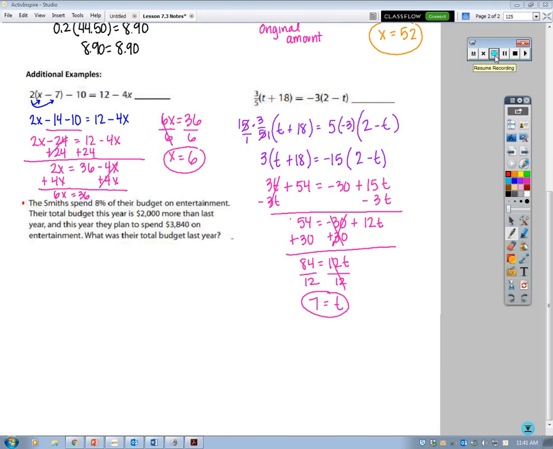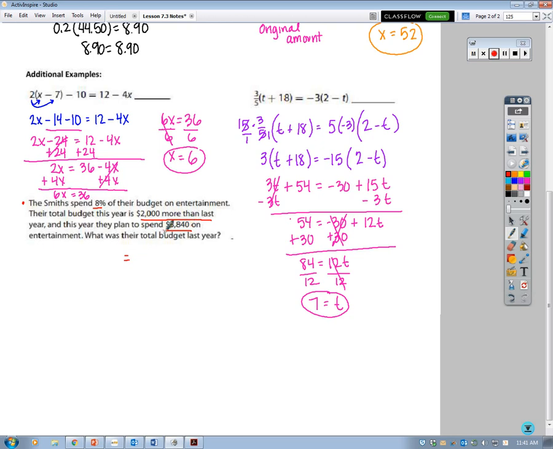So this last one that we got here is a real world situation where the Smiths are spending 8% of their budget on entertainment. Their total budget this year is $2,000 more than last year. And this year they plan to spend $3,840 on entertainment. So we've got 8% of their budget on entertainment, which should be equal to $3,840, but we don't know what this year's budget is. So we're going to go ahead and set up an equation.